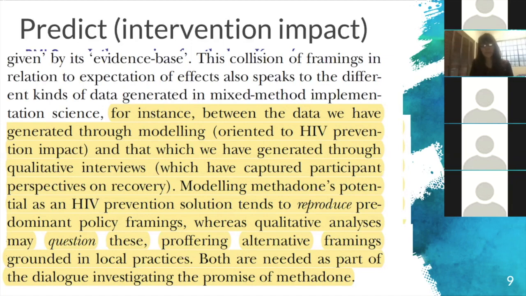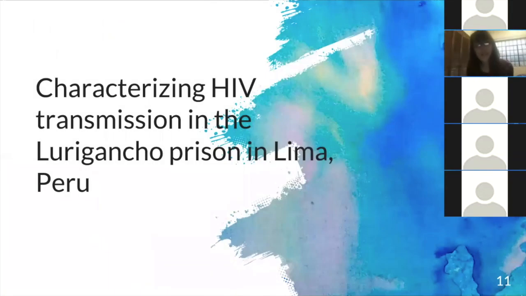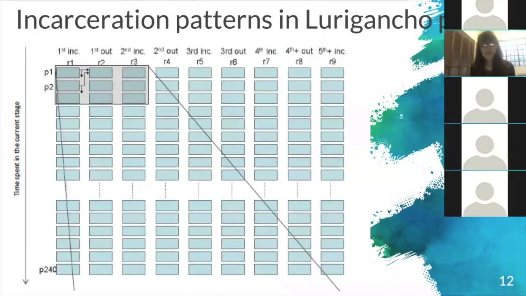So now I'll change gears a little bit, and I will be telling you about my own work trying to integrate qualitative research into modeling. And so I'm gonna start from the very beginning during my PhD, when I was characterizing HIV transmission in the Lurigancho prison in Lima. And so this involves firstly modeling incarceration patterns in Lurigancho. And so this is just to show you the model diagram.